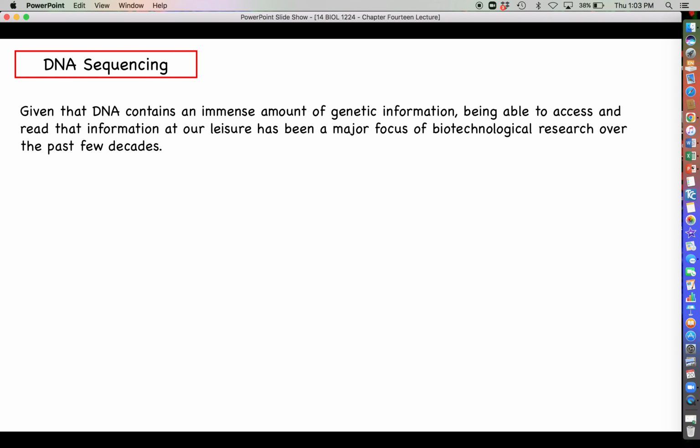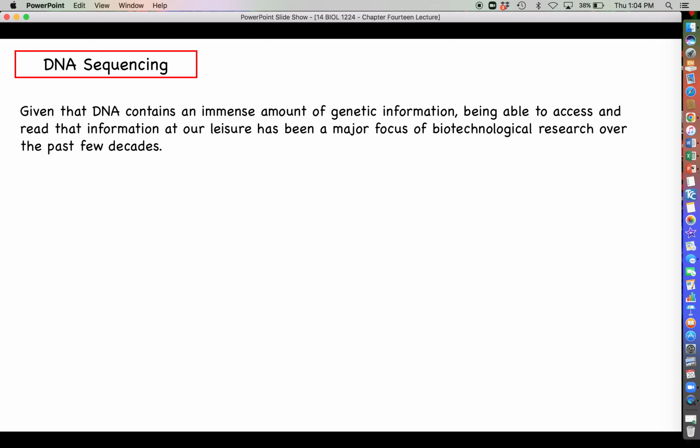Okay, so given at this point that we know that DNA contains an immense amount of genetic information about how the cell builds all of its different components, namely proteins, it's really important from not only a scientific but technological perspective that we be able to read and interpret that information at our leisure. We ought to be able to isolate a DNA molecule and then very quickly know exactly what information is contained within that molecule. And that sort of idea has been a major focus of biotechnological research and pursuits over the last few decades.